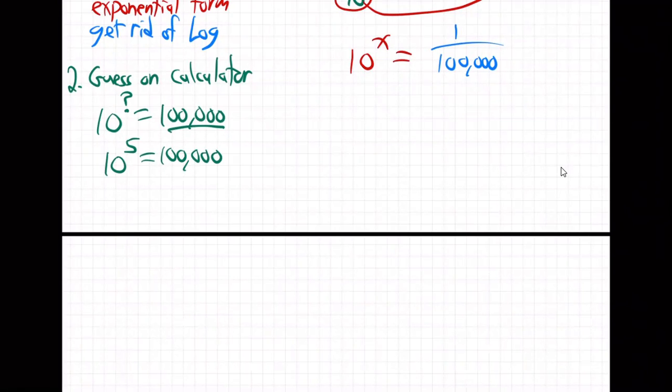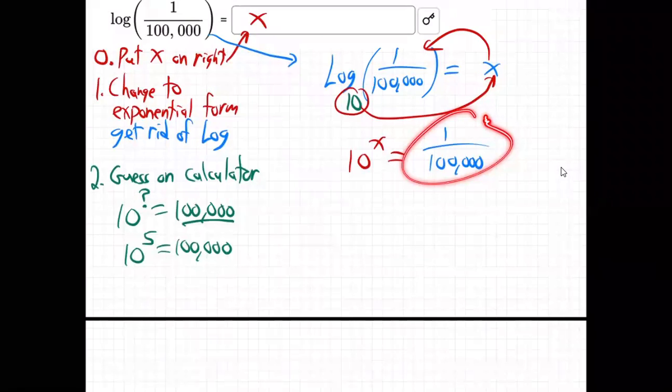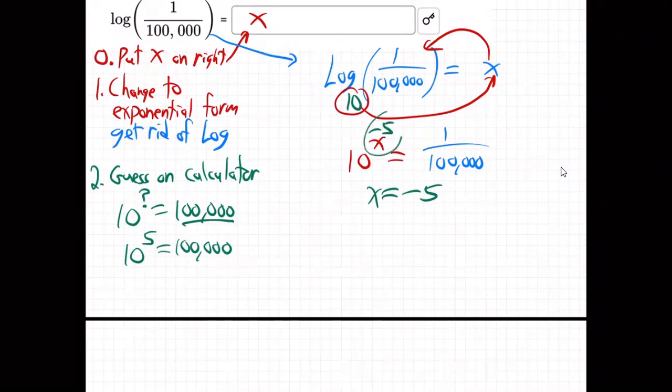So 10 to the 5th equals 100,000. But this is 1 over 100,000. So what am I going to do to get this to jump down below? What does X have to be? Negative. Yeah, -5. This X has to be -5, doesn't it?